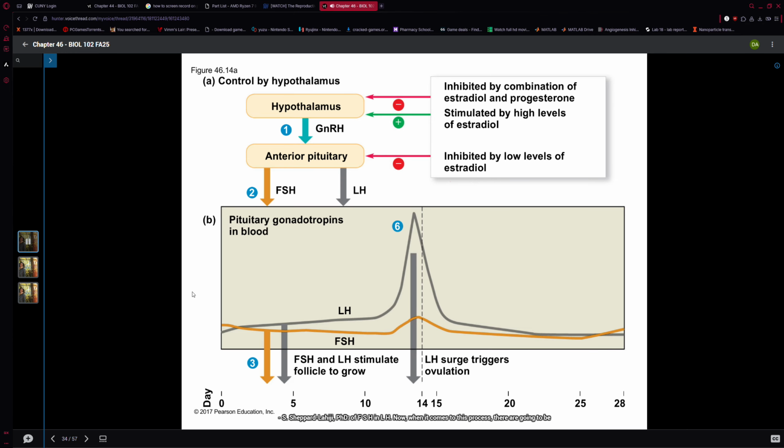Now, when it comes to this process, there are going to be fluctuations and surges seen within the luteinizing hormone, and this will have an impact on different types of cycles that occur within the female reproductive system. We'll go through those together. Panel B is looking at shifts in the pituitary gonadotropins within the blood, so it's looking at luteinizing hormone and follicle stimulating hormone.